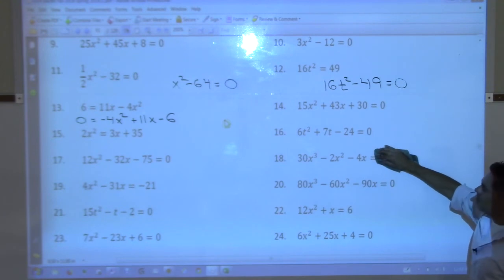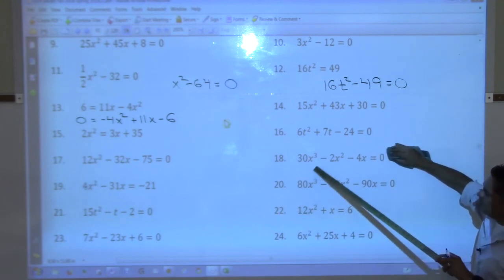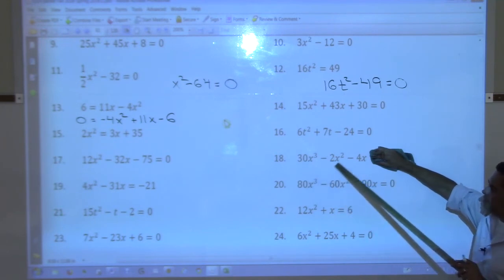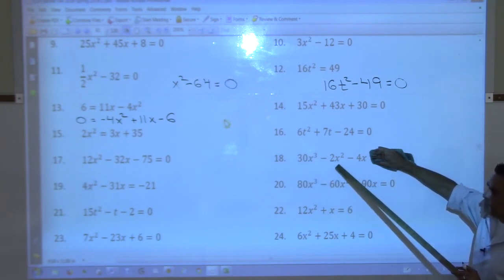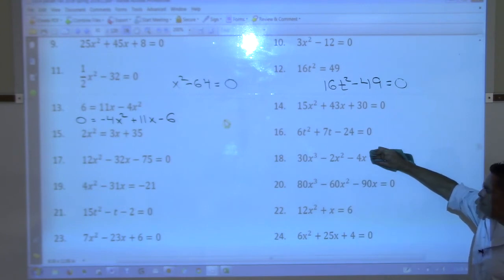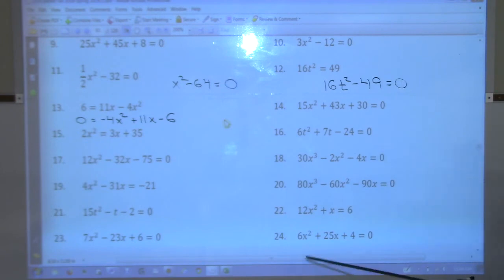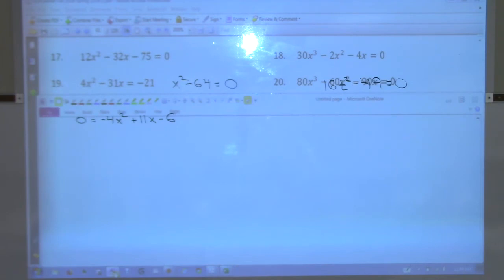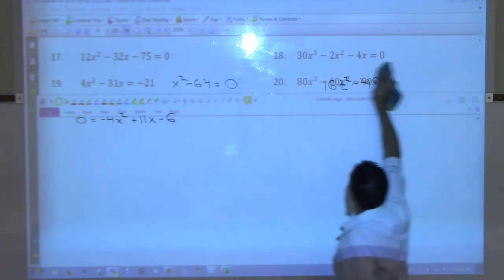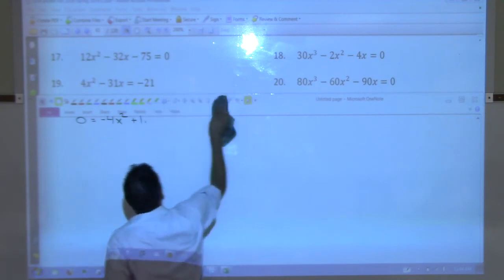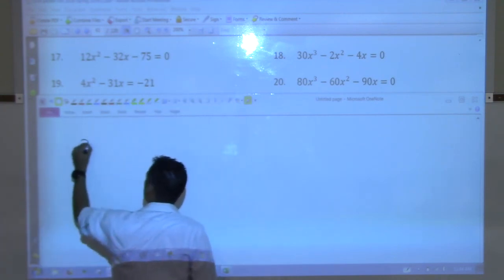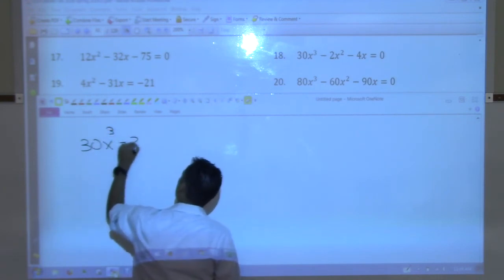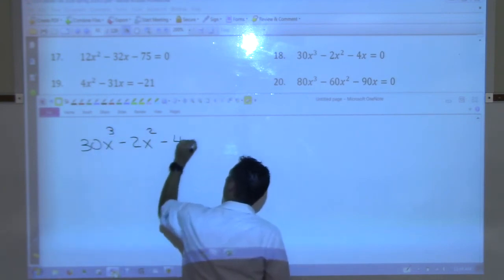What about this one? Equals 0, but there is a GCF here. What's our GCF for this one? 2 and x. We might do that one. Or this one. This one looks pretty bad. Yeah, let's do 18. So for 18, we have 30x cubed minus 2x squared minus 4x equals 0.